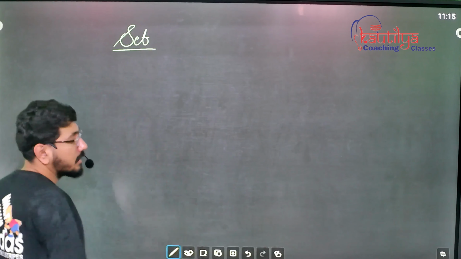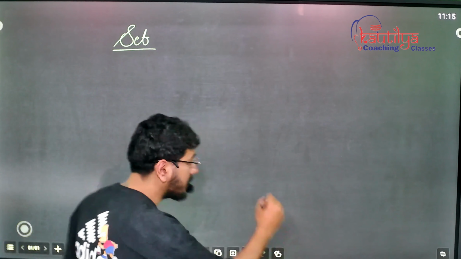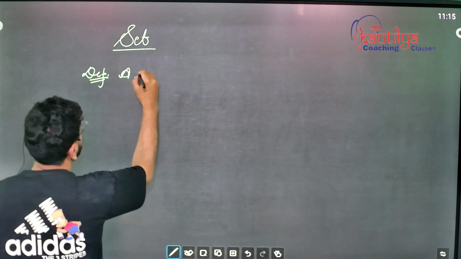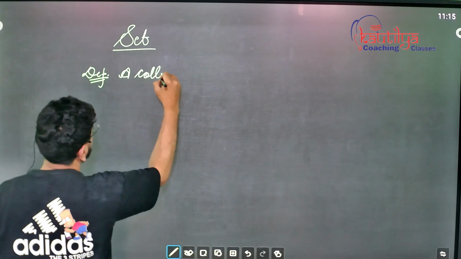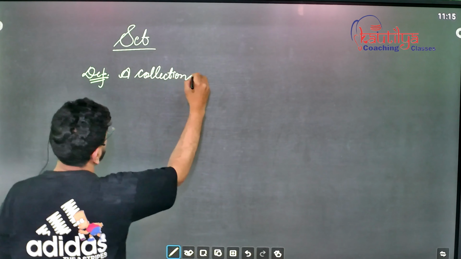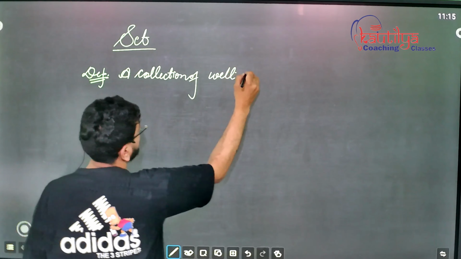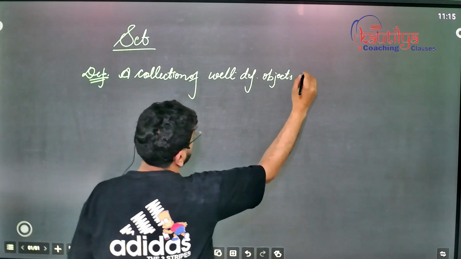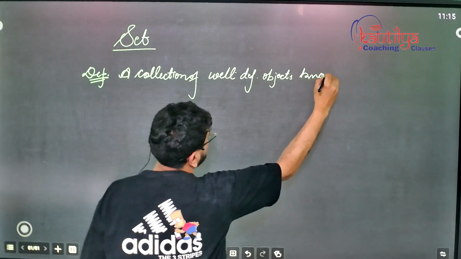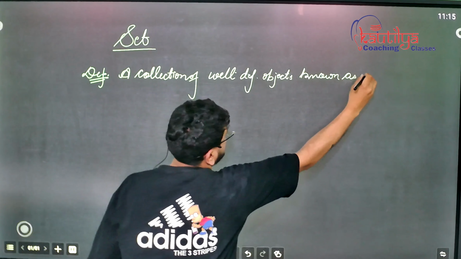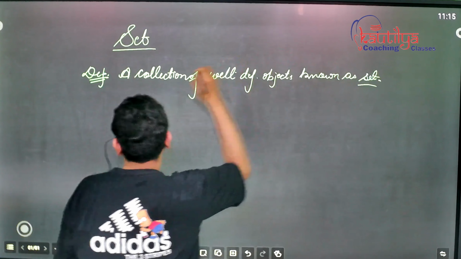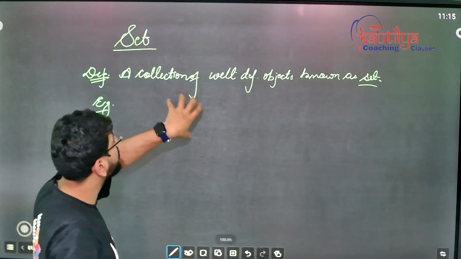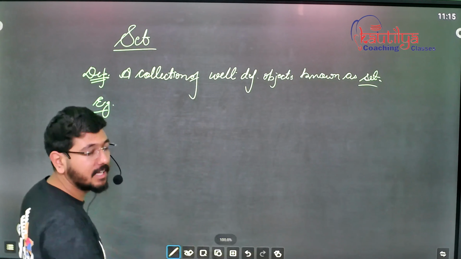First of all, let me clear the definition of a set, right? A collection of well-defined objects is known as a set. For example, what is the definition going to say? The collection of well-defined objects is known as the set.